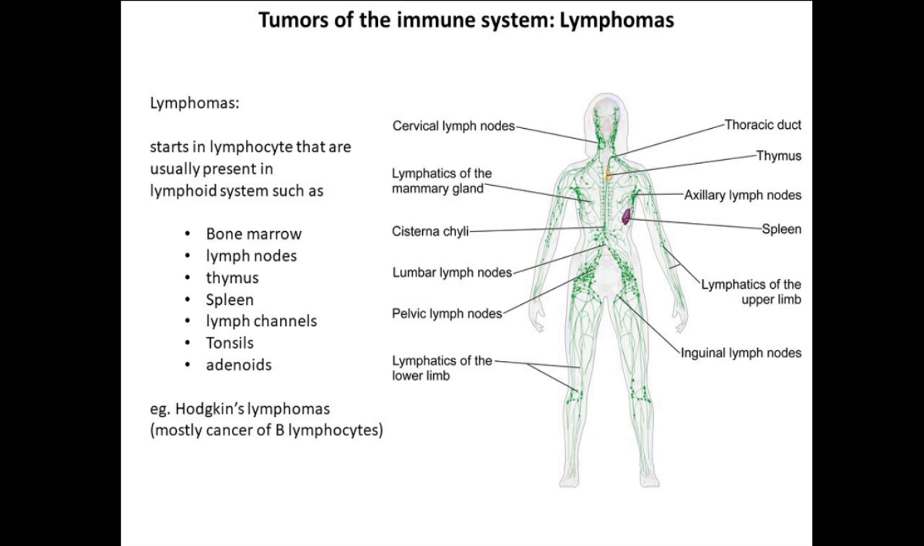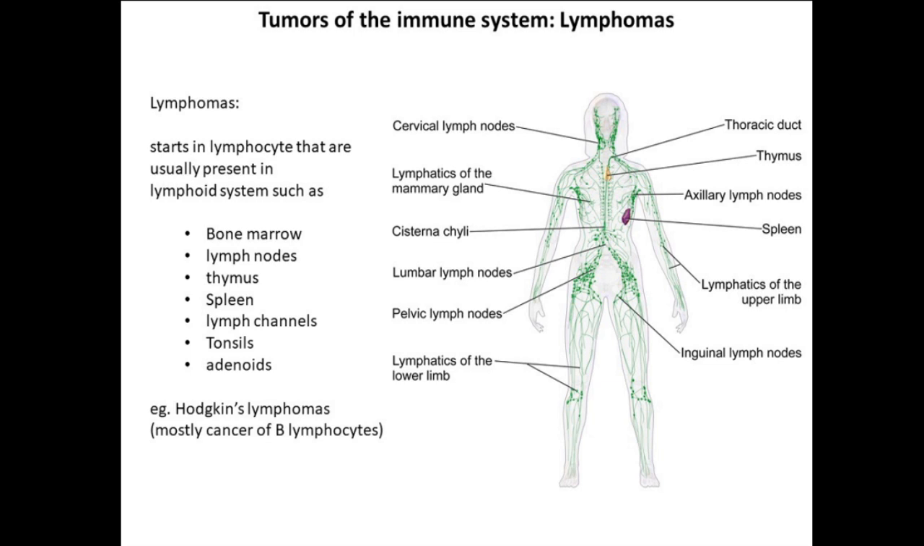system. Here I have marked out a few of the lymphoid systems present in the body, such as the bone marrow, lymph nodes, thymus, spleen, lymph channels through which the lymph is flowing, tonsils and adenoids. In this figure, the green dots are the lymph nodes that are distributed throughout the body. The violet organ is the spleen, and the yellow organ around the neck portion is the thymus. Apart from that, you have bone marrow.